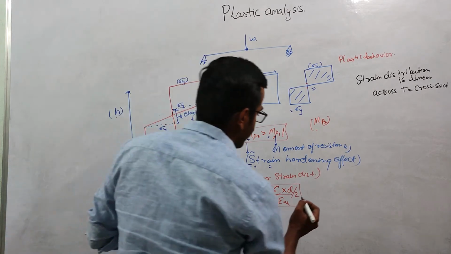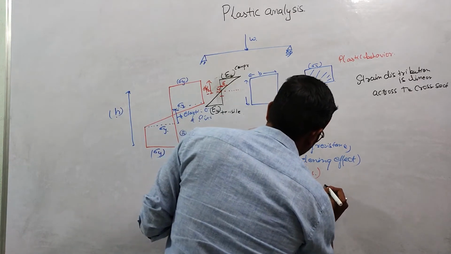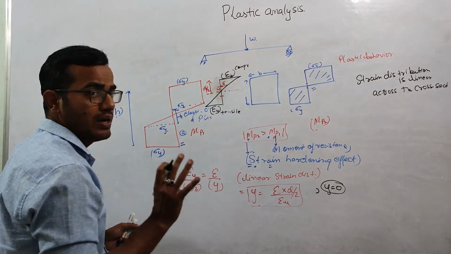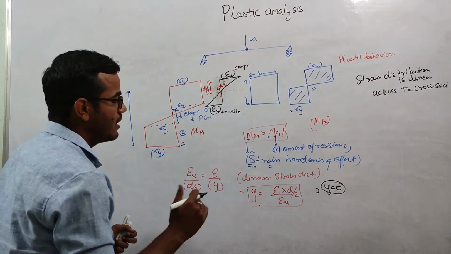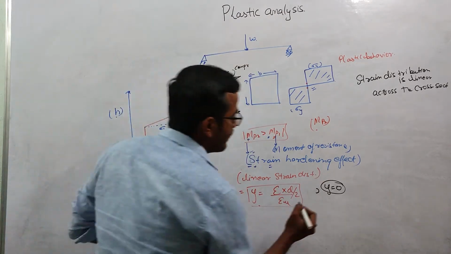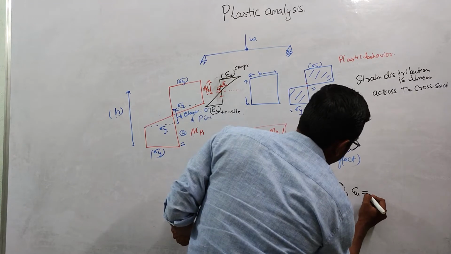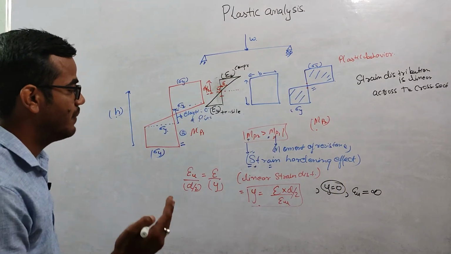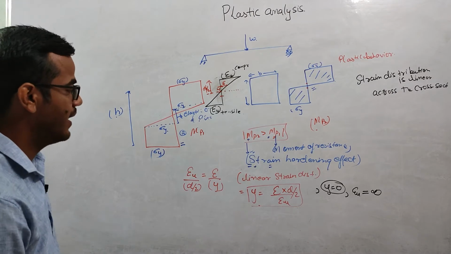Now if you want y to be equal to 0, that is, if there is no elastic part in this cross section, then E_U should be infinity. But that will not be the case. Strain will never be infinite strain. Before that it will break.